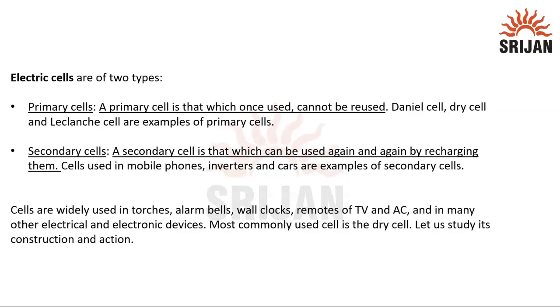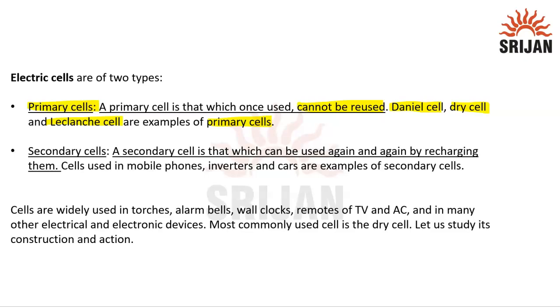Electrochemical cells or electric cells are actually of two types: primary cells. A primary cell is one which, once used, cannot be reused, means we can't reuse it after its discharging or its battery will be out. Examples: Daniel cell, dry cell, and Leclanche cell are examples of primary cells.